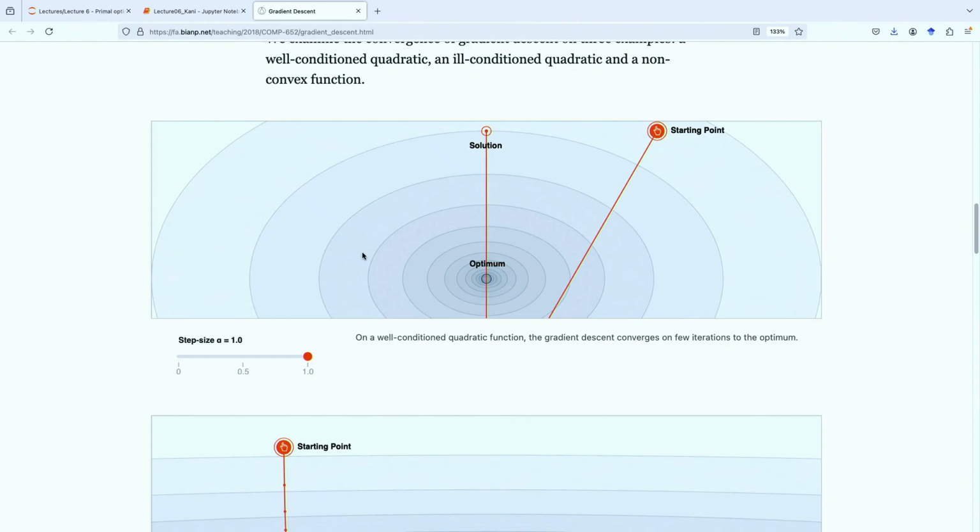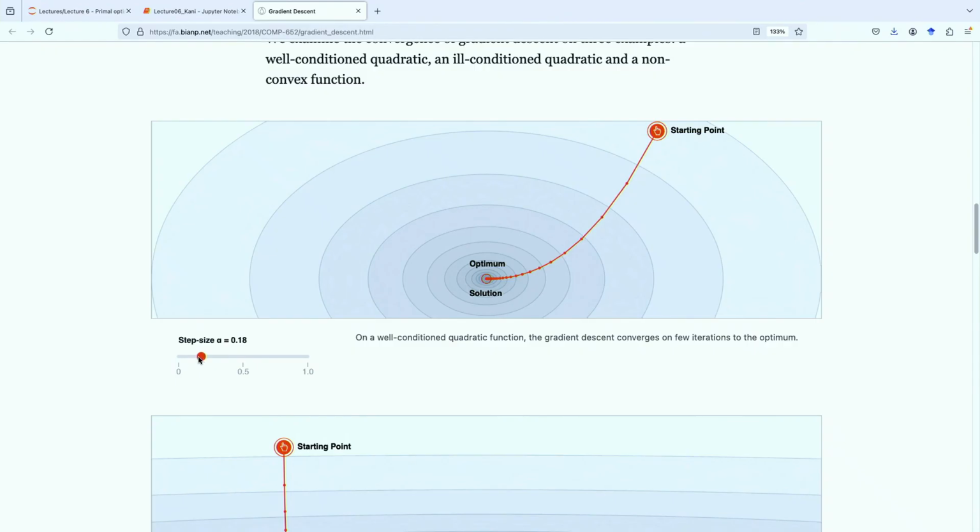Finding the maximum step size for a particular function is a very interesting problem. I think it's one of the first homeworks in the optimization course.